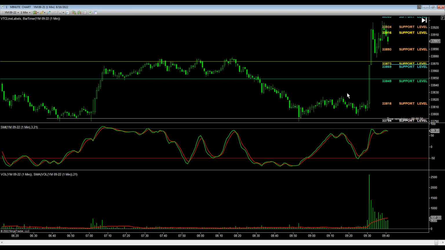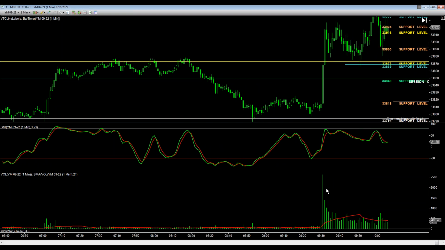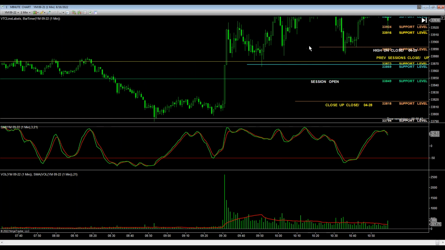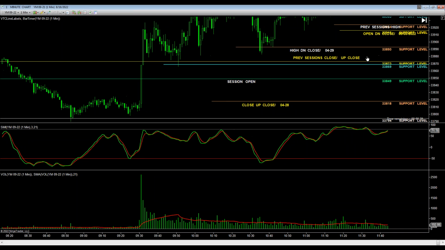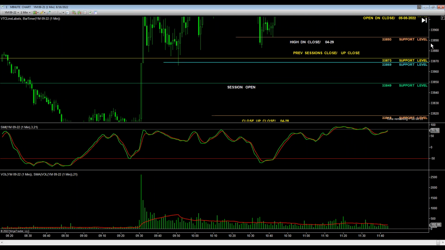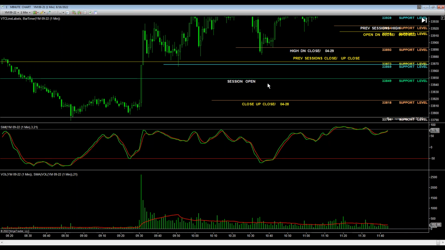Traded down, moved sideways, the market opens up on strong volume right here, pushes up, gets a test above the previous session's close of the up close. This is critical. It closes above it. That number was 33,873. Okay. Then we're into program trading where the volatility is much higher. Does everybody understand what program trading is?